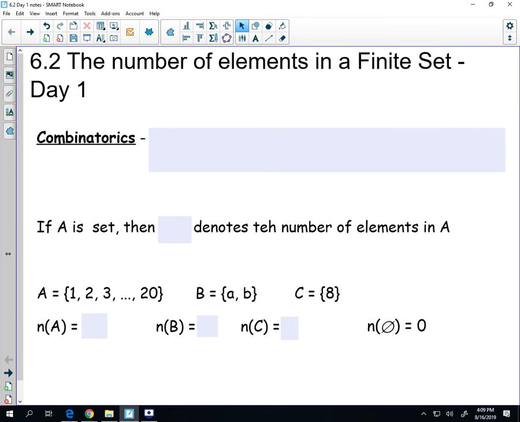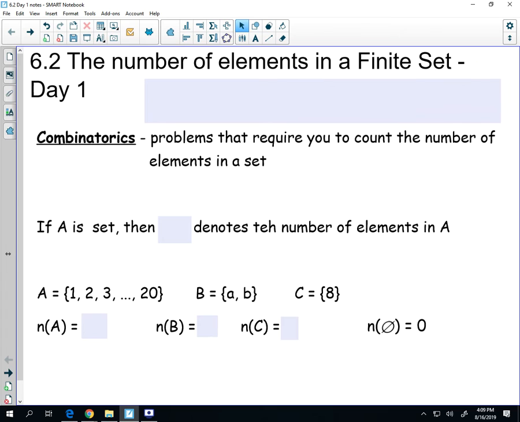Okay, so the second section of chapter 6 talks about the number of elements in a finite set. We spent the first section talking about what a set is, and unions, intersections, and complements. This section covers something we're going to talk about a lot with probability called combinatorics. That's a fancy word, isn't it? Those are just problems that require you to count the number of elements in a set.